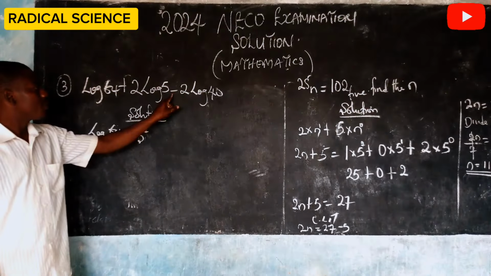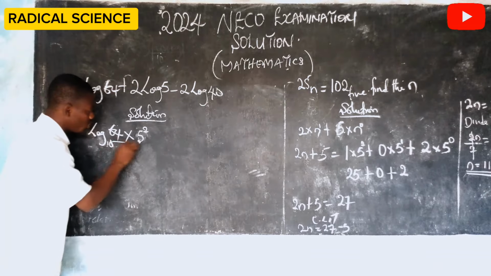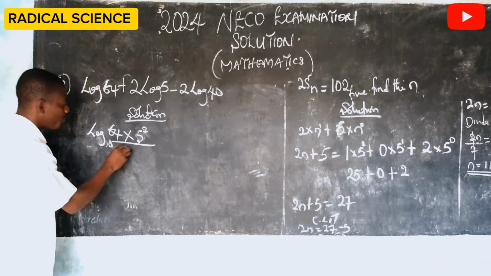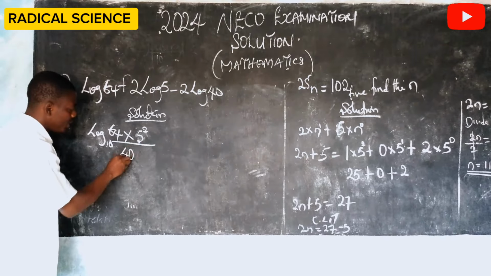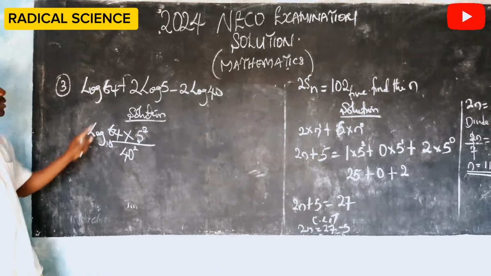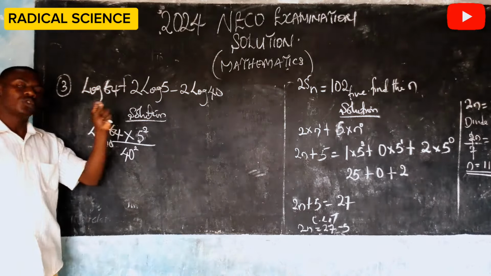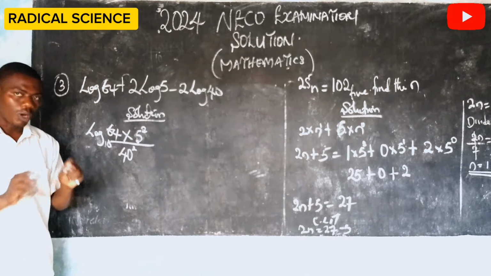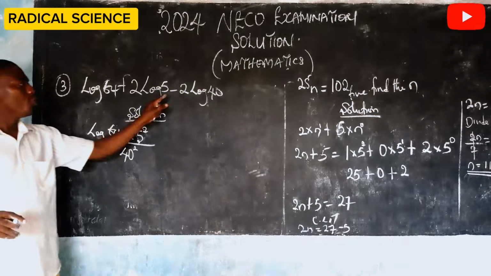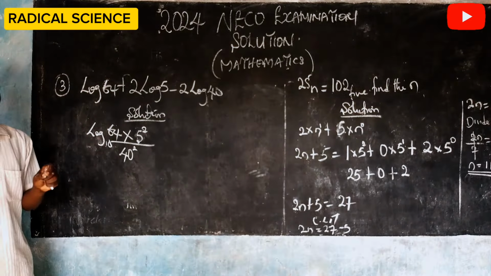And I have the law of subtraction, which means that we are going to divide. I will have 40 raised to power 2. I repeat again, in log 3, when you are given to add, you multiply. When you are given to subtract, you divide.